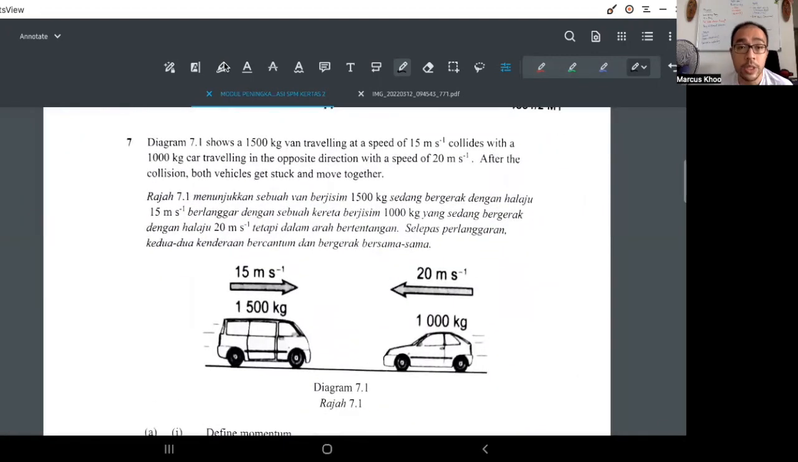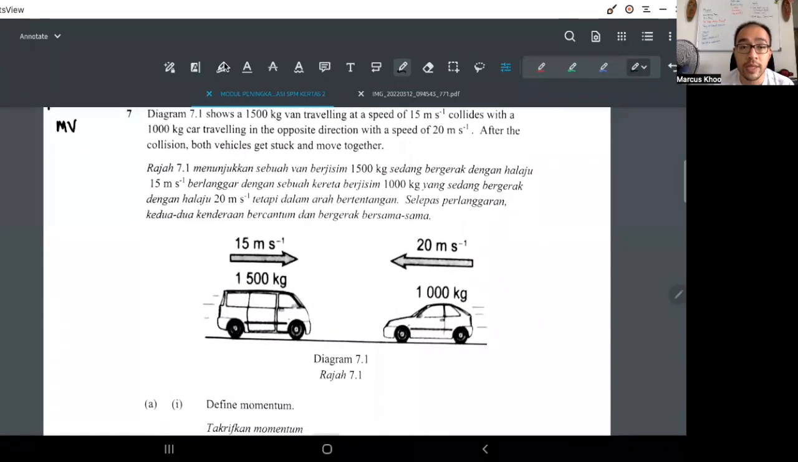Okay, 7.1 shows a 1500 kilogram van traveling at a speed of 15 meters per second. This is a momentum question lah. Okay, so just to remind you, momentum is mass times velocity. Okay, momentum is mass times velocity. So traveling over here, after the collision, both of the vehicles get stuck and move together. So this is an inelastic collision. Okay, after they collide, they move together. Okay, so they don't go other ways now.